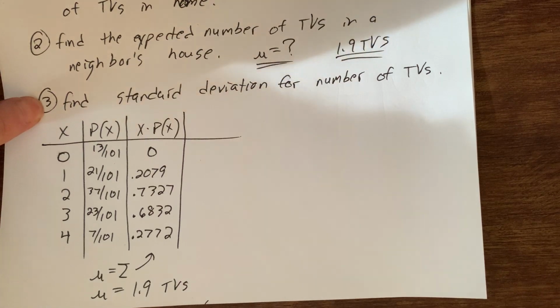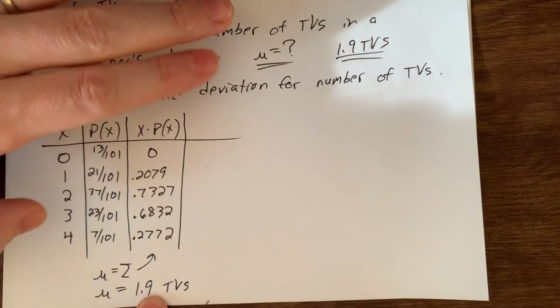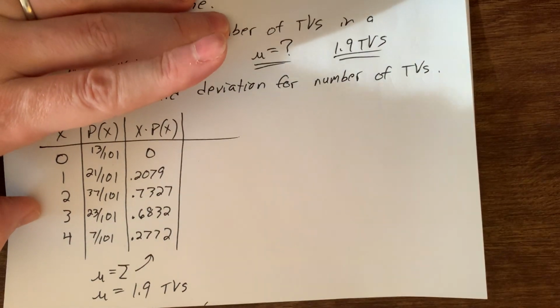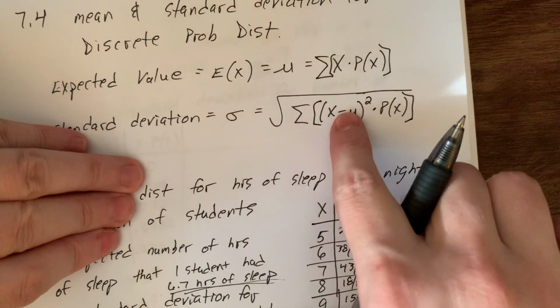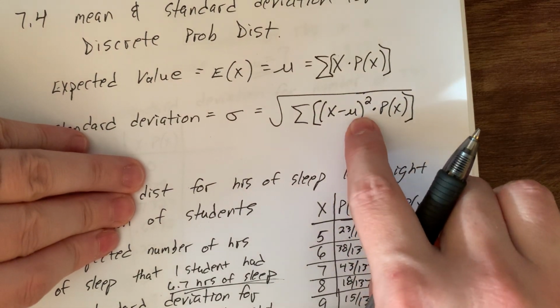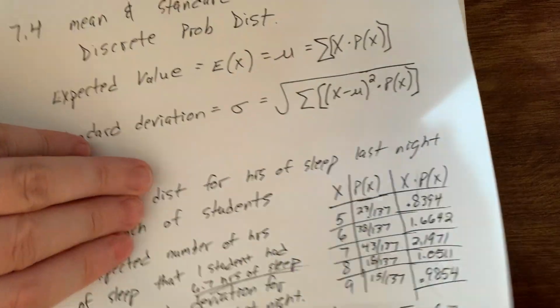But now my standard deviation, again, use the 1.9. Now I'm using this formula. Even if I didn't already have the mean, I needed to use this formula.